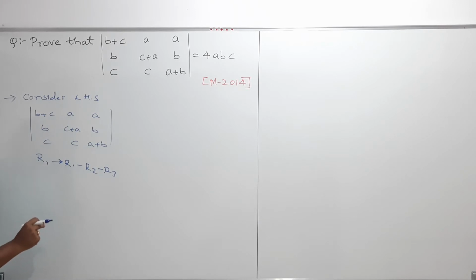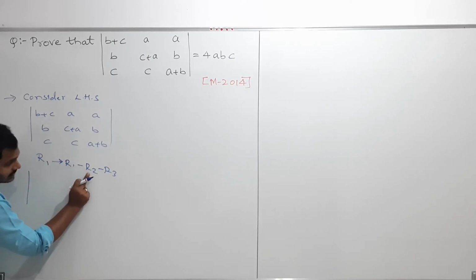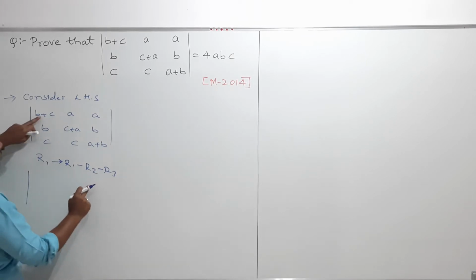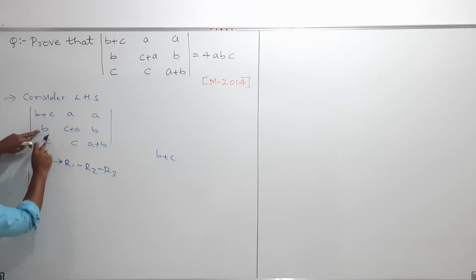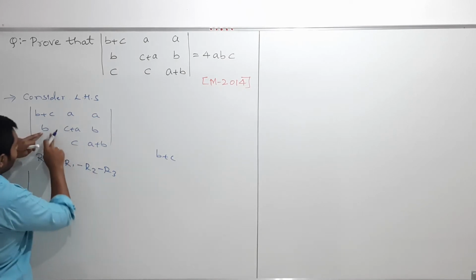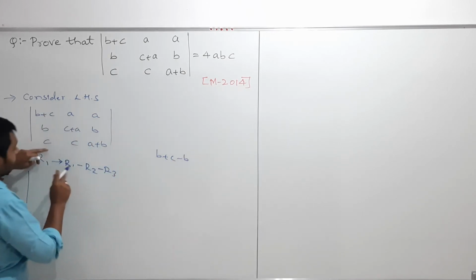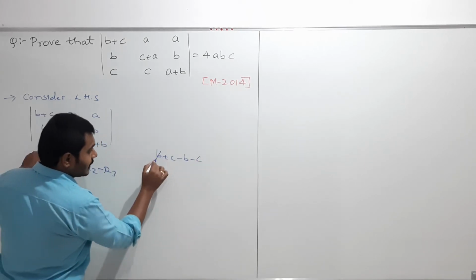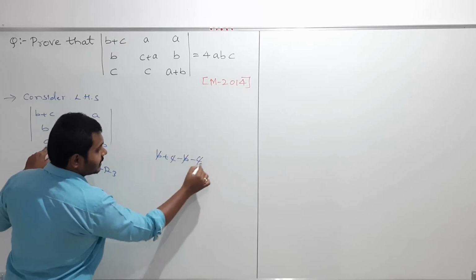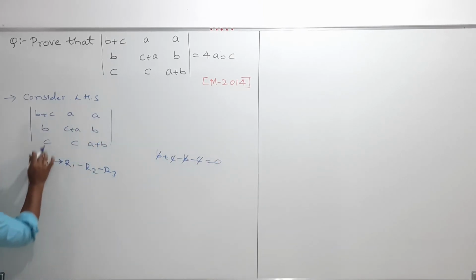So now, my dear students, here I write R1 is changing. How is it changing? R1 minus R2 minus R3. So in this R1 place, what did I have? I have B plus C, minus the R2 element, corresponding R2 minus B, and next minus the R3 element minus C. Now simplify this: plus B minus B, plus C minus C. So it will get 0.